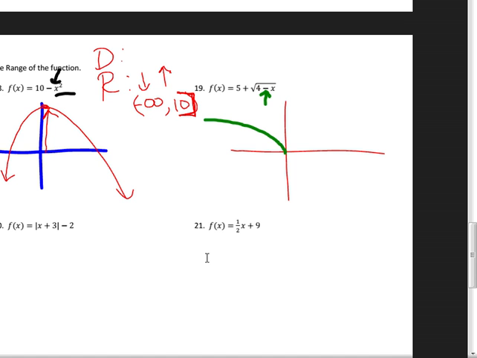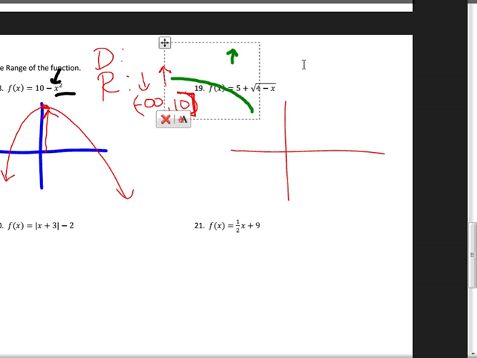Now that 4 on the inside there, that 4 is positive. And therefore, this whole thing should move up 4. No, wait, that's a left-right thing. Left plus 4 means left 4. Okay, and the last thing is that plus 5, which is up 5. Whew. Hardcore.